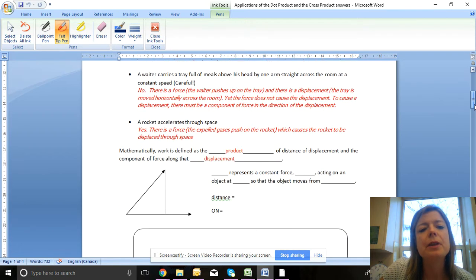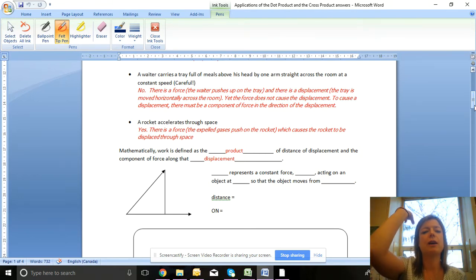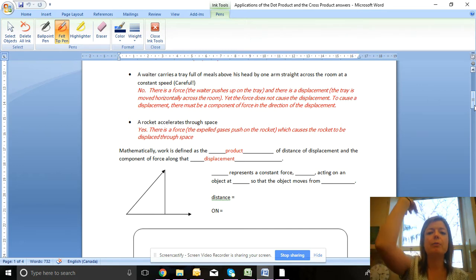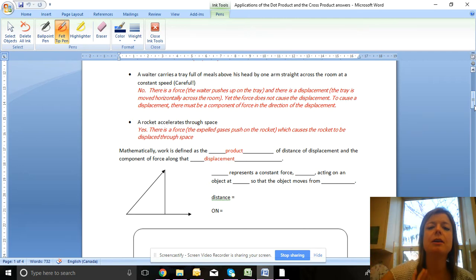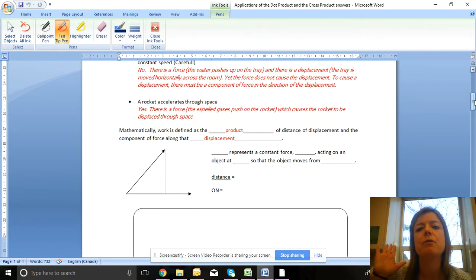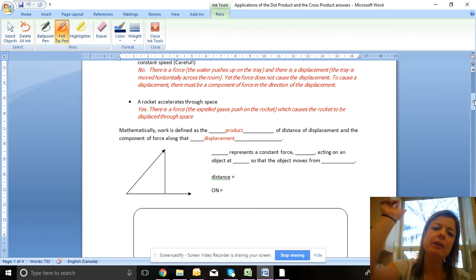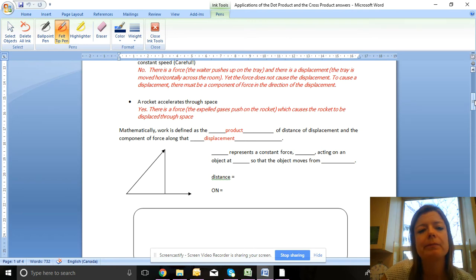that is acting on the book, which causes it to be displaced in a downward direction. Then what about, this was the tricky one: a waiter carries a tray full of meals above his head by one arm straight across the room at a constant speed. No, this actually isn't work. There is force, the waiter is pushing up on the tray, and there's displacement, the tray is moved horizontally, but the force of holding it up is not causing the displacement. To cause displacement, there must be a component of force in the direction of the displacement. So some of the force must be going that way. But if they're at perpendiculars to each other, there is no work.